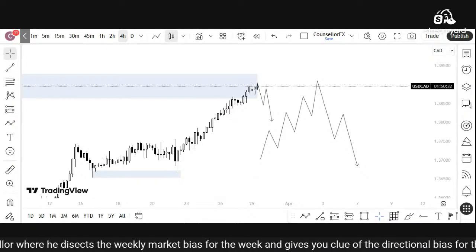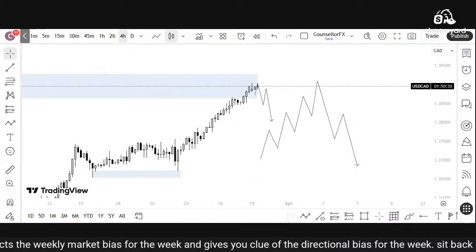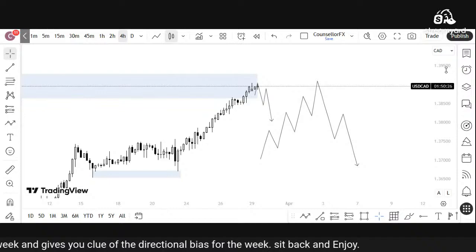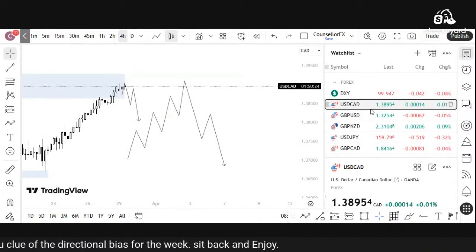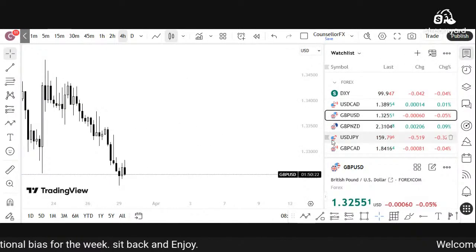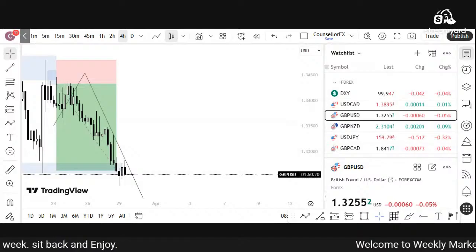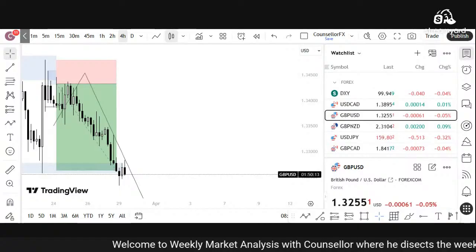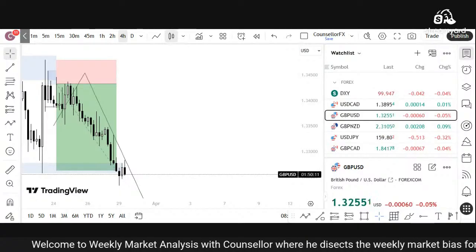So, the next one we're looking out for is GBP USD. I told you about this last week. This guy is super bearish. He's super bearish. And this one is USD.